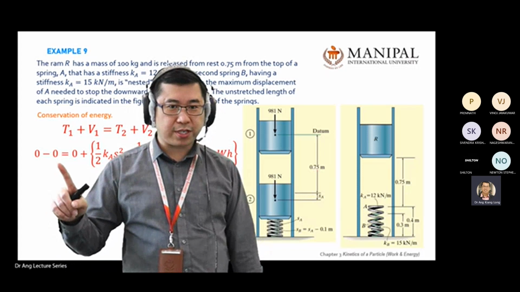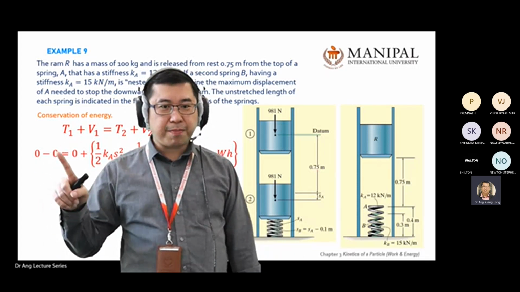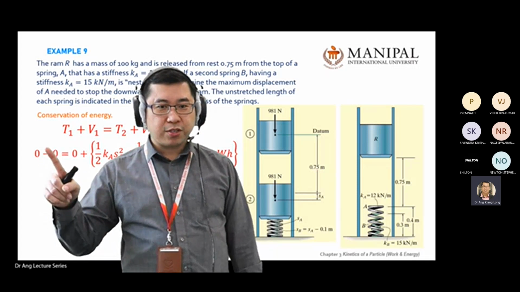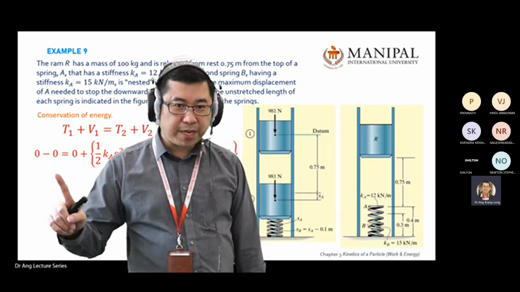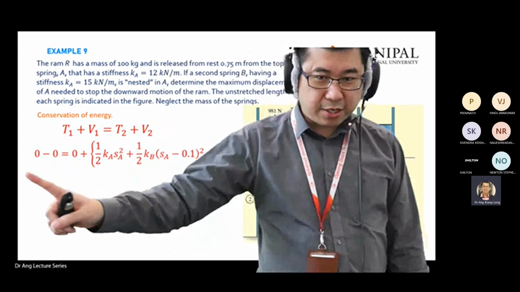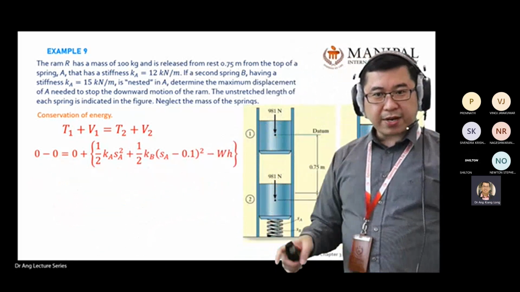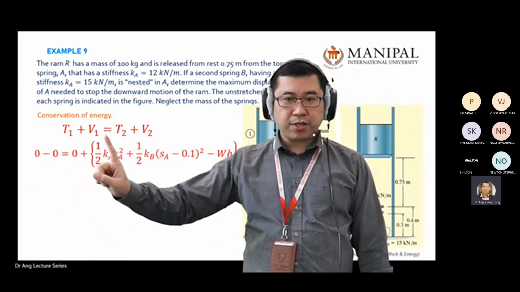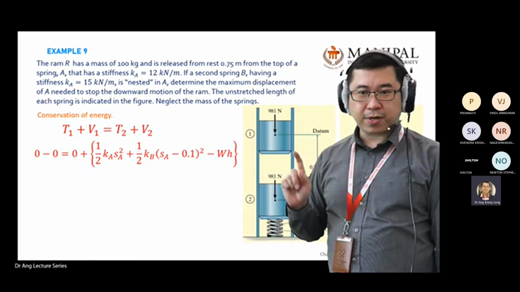This is just focusing on the ram only. The springs A and B are also 0. A more complete answer would show 0, minus 0, minus 0, minus 0 on the left hand side. But this is just to show you that we only consider the ram. On the right hand side, we start to consider the 3 objects. Kinetic energy for the ram, this one.